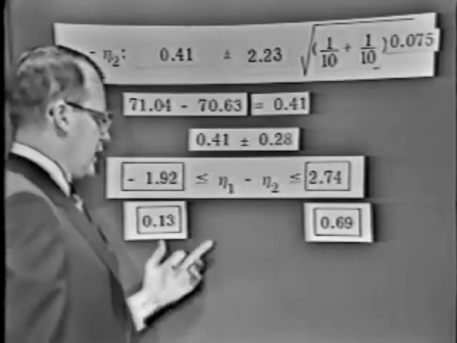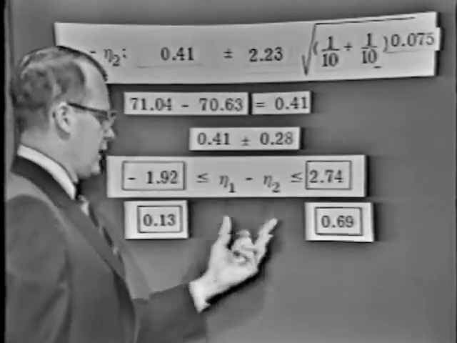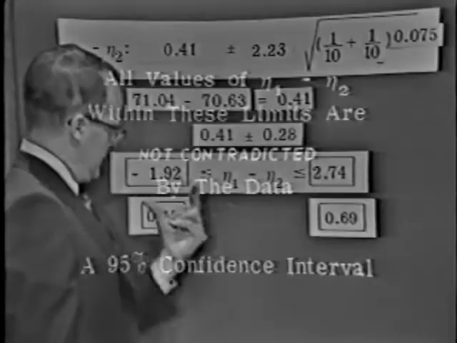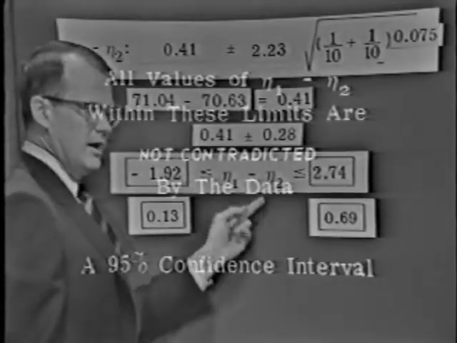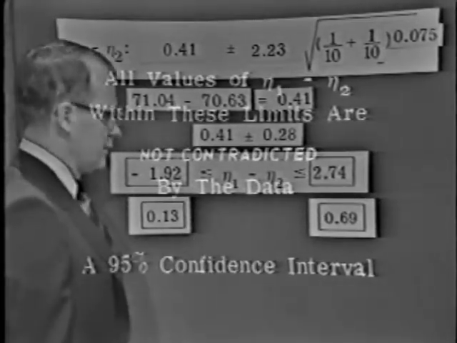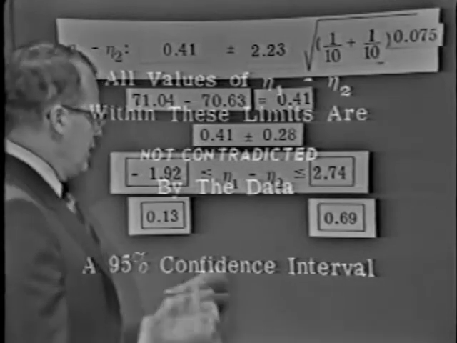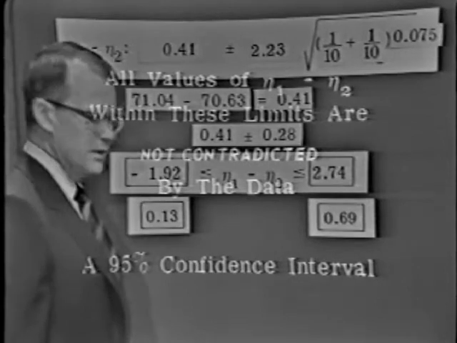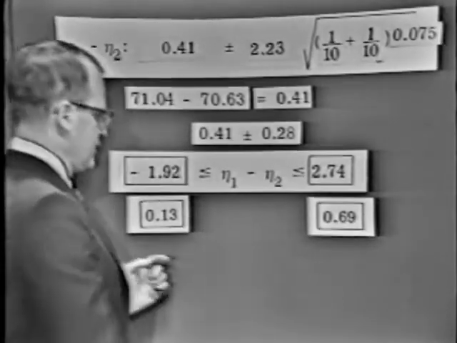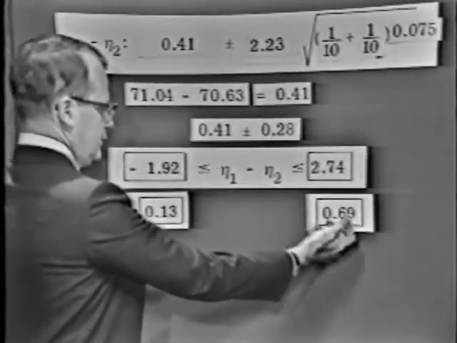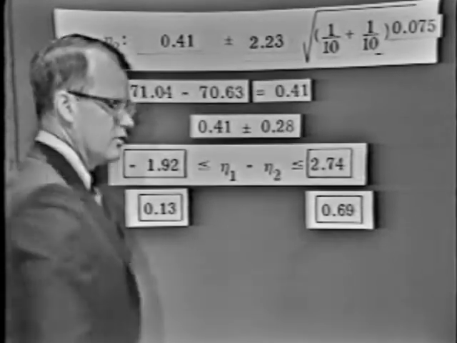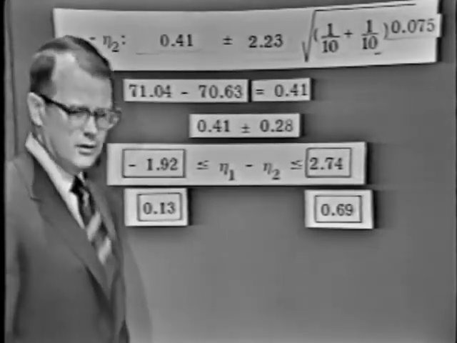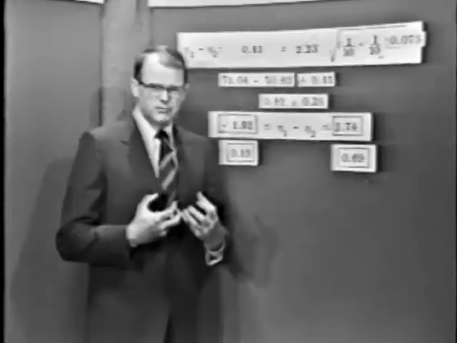And here's an interval statement for the difference between the two means. And how do I interpret this statement? I say, you know, all values of eta 1 minus eta 2 which lie inside this interval are not contradicted by the data. This is a 95% interval statement for the difference between the means. Now, once again, this is merely a symbolic demonstration of what's going on. It's in our very real interest to get a picture of what's going on.